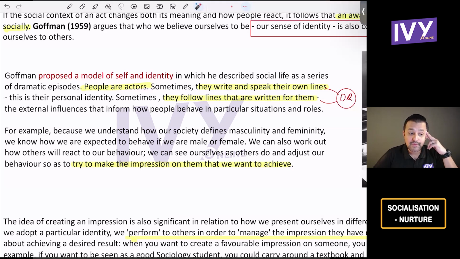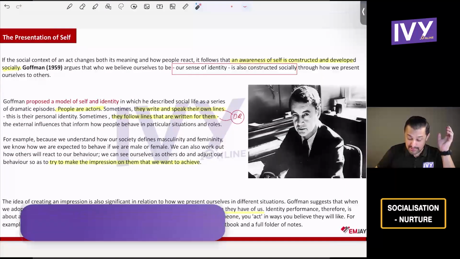Now, for instance, if I may give you a more relatable example, enough of talking about me. If we talk about you right now, the impression you want to leave on your parents, the most obedient child, right? The impression you want to leave on your parents is the way you behave in front of them. The impression you want to leave on your friends is the way you behave in front of them. The impression you want to leave on your teachers is the way you behave in front of them. The impression you want to leave on your classmates, or if you've stepped into a new class with people that you hardly know, the way you want yourself to be seen by them would eventually lead to you behaving in a manner that leaves that particular impression on them. So the idea of creating an impression is also significant in relation to how we present ourselves in different situations.